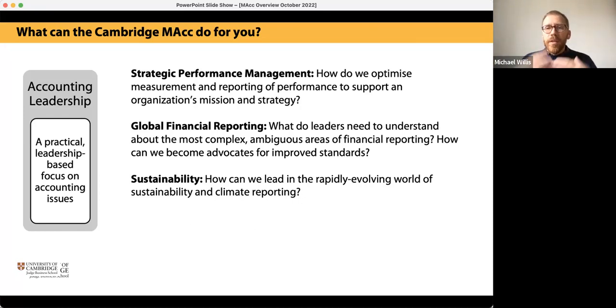So what do leaders in the accounting space need to understand about sustainability, ESG, measurement, and reporting? And how can we contribute to the development of an ecosystem where we have trustworthy data on climate and sustainability? There's a long way to go from where we're at now to that desired end state of the world. It's important that we understand what's going on and how to lead in that environment. So these are some examples of how we approach accounting topics from a leadership perspective.